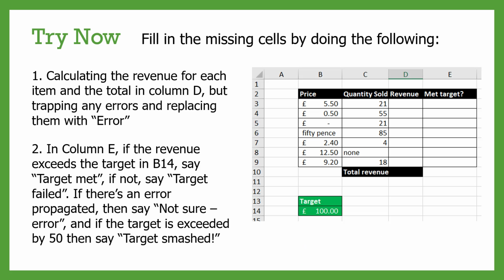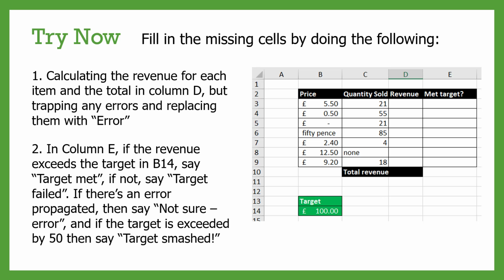For this try now, either copy this partial table into Excel or go to the description and download the file if that's quicker, and then try and practice some of the things we've been talking about. So first of all, there'll be a calculation here for revenue which will cause some errors. Make sure those errors are trapped and so don't propagate or don't cause any damage if they propagate. So replace any error with the word error.